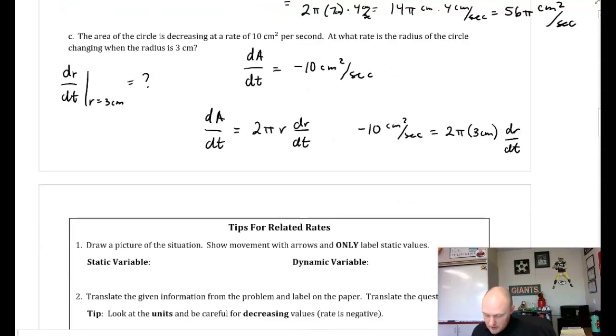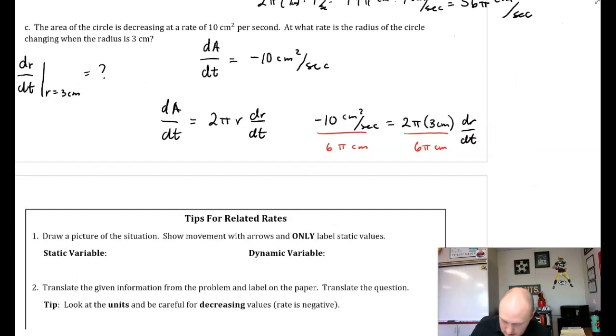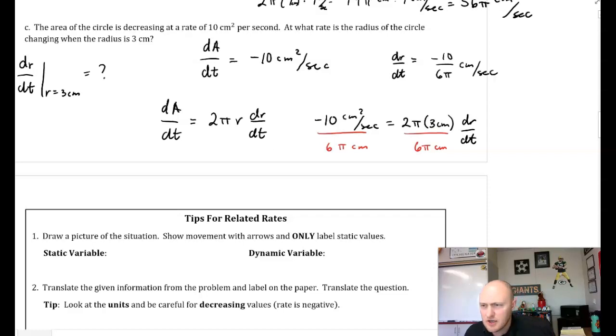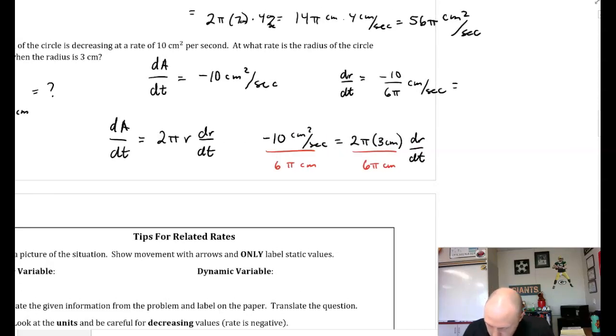Okay, so if I go ahead and solve this, I'm just going to divide each side by 6 pi centimeters. We get dr/dt is equal to negative 10 over 6 pi centimeters per second. So that is how it is changing. And if we wanted to go ahead and reduce here, we could. This would be negative 5 over 3 pi centimeters per second.